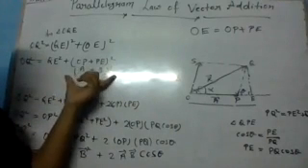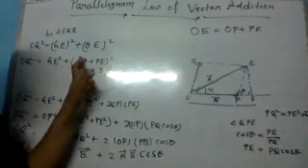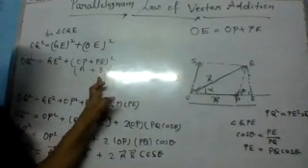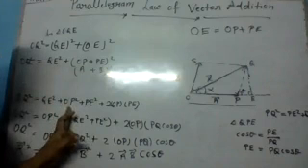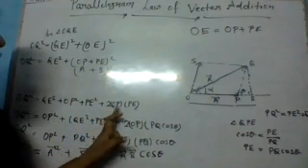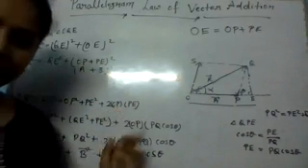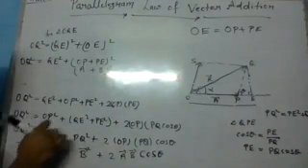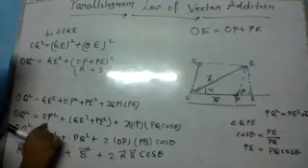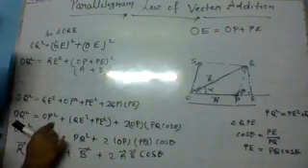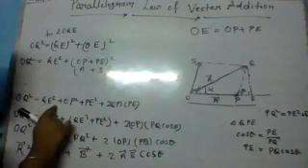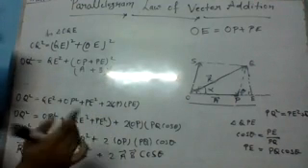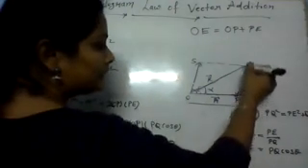Here I'm just opening this formula (A plus B) whole square, and OP is in the place of A and PE is in the place of B. So OP square plus PE square plus 2 OP PE. Now what I am doing, I am just writing this OP square as the first term and just taking QE square plus PE square in a bracket. Why am I doing this? I will tell you.